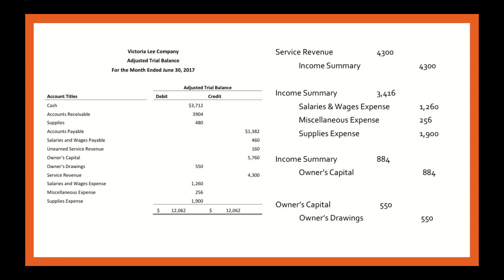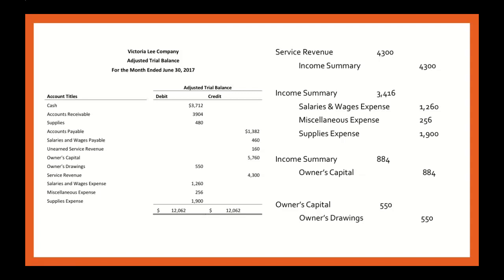So the framework for your first, second, and fourth entry are always going to look the same. You'll always debit revenues, credit income summary. Debit income summary, credit expenses, and debit owner's capital and credit owner's drawings.